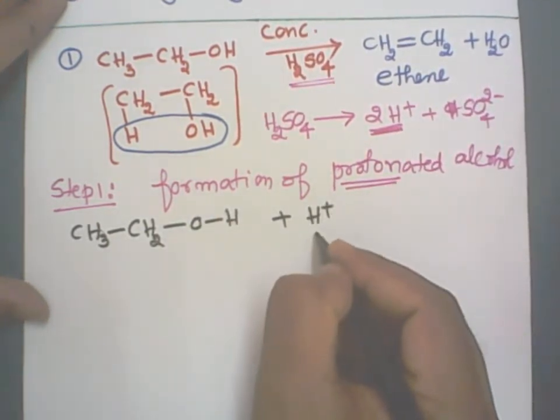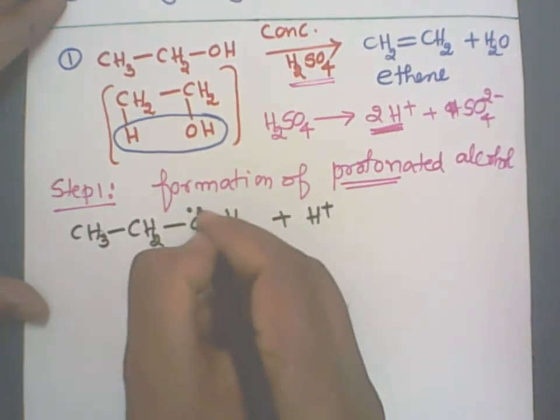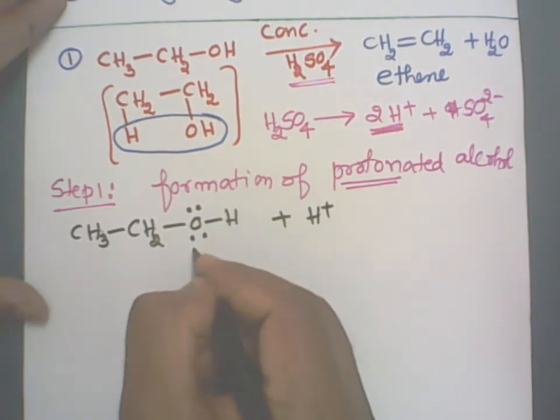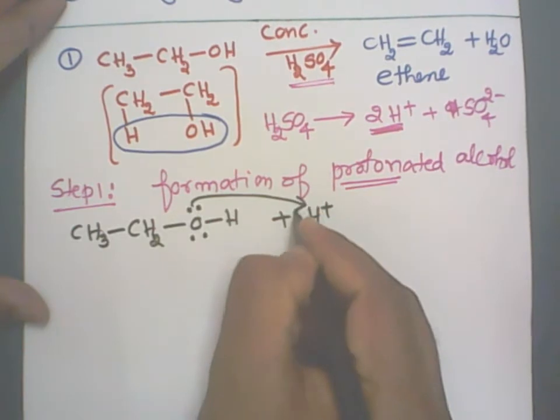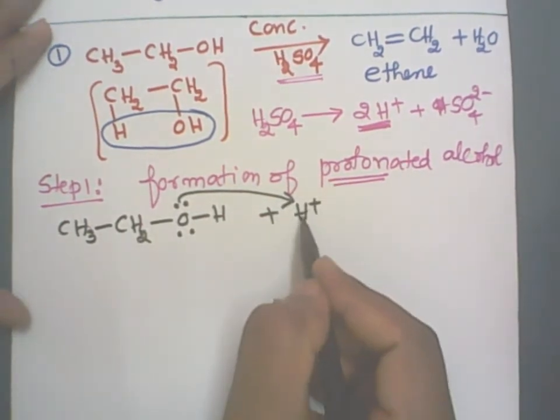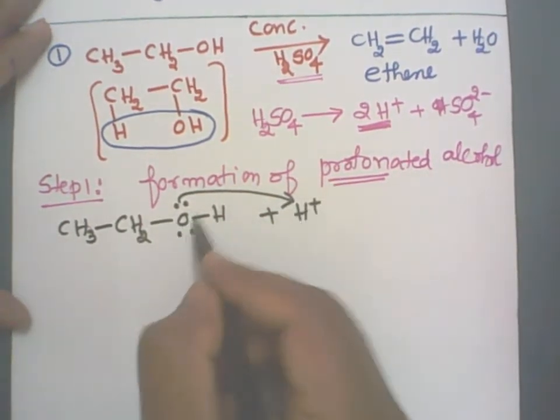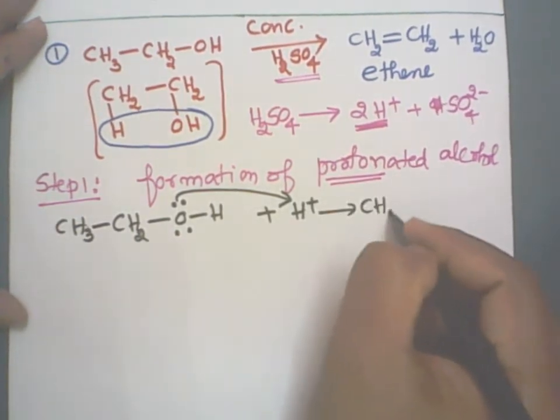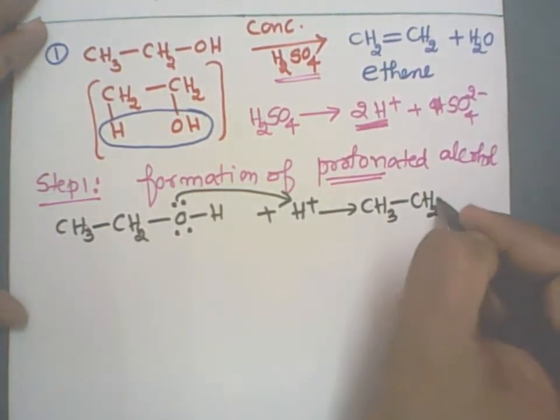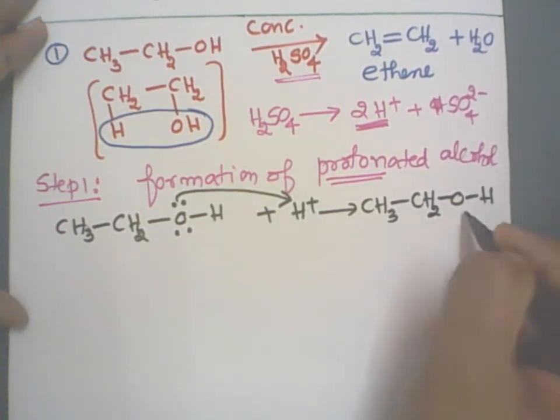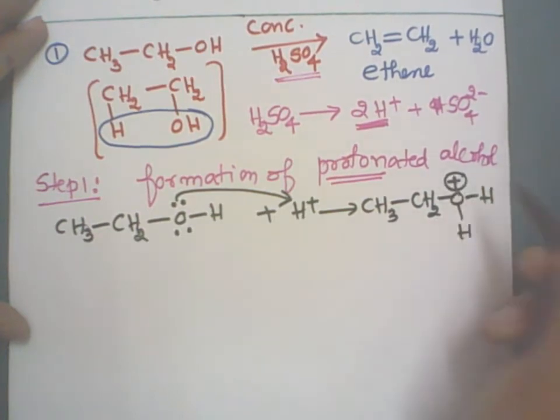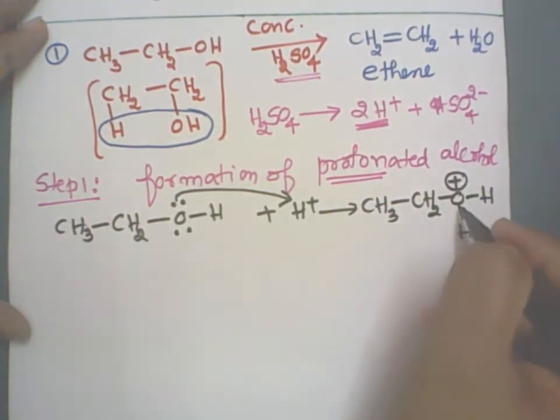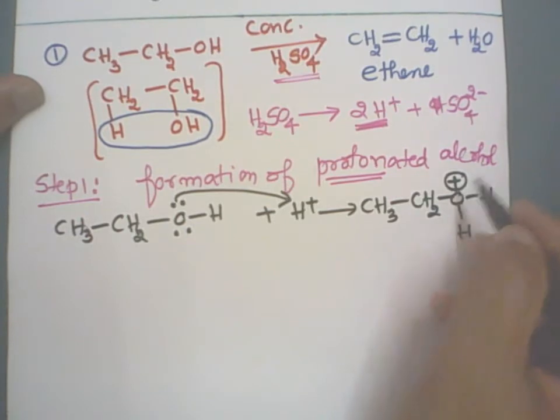Here H plus doesn't have any electron, it is electron deficient, whereas alcohol contains a lone pair of electrons on oxygen. The electron rich oxygen atom can donate an electron pair to the H plus ion. So protonation of alcohol takes place to give CH3CH2OH2, correct. One electron pair is lost to give the plus charge.